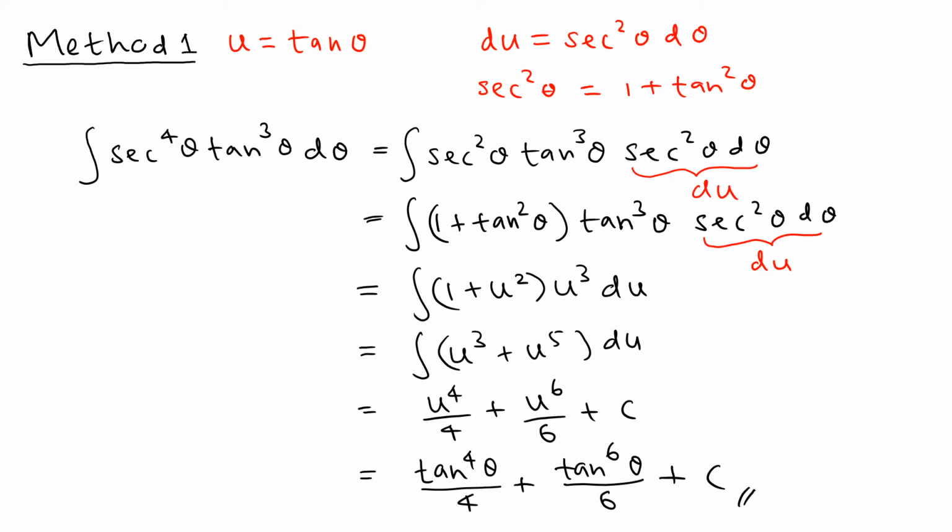So let's look at the second method. In the second method, we're going to use the other substitution. What's the other substitution? We're going to say u equals secant theta.